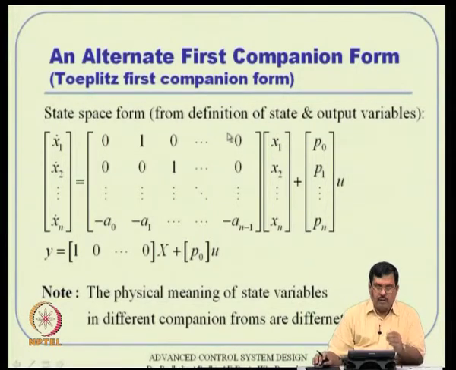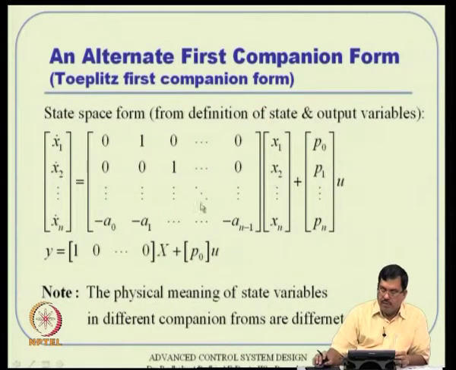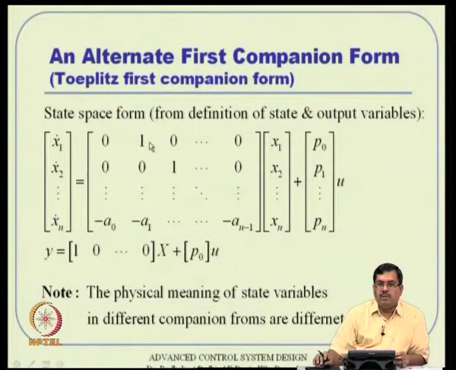And interestingly, it turns out that this is also like a first companion form. If you remember the first companion form, all the super diagonal elements are just 1, 1, 1, and then we have some numbers in the last row. The slight difference is that the first companion form had all 0, 0, 0 in the B vector and the last element was something, but here there are some numbers all over the B vector. Other than that, all the things remain the same. That is why it is also called an alternate first companion form, and sometimes called the Toeplitz first companion form.